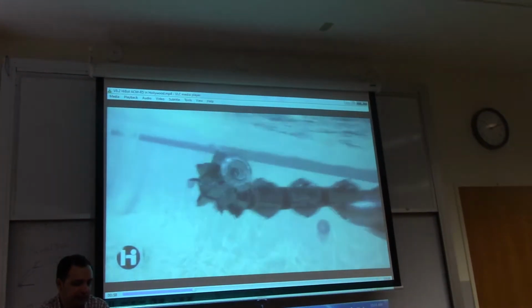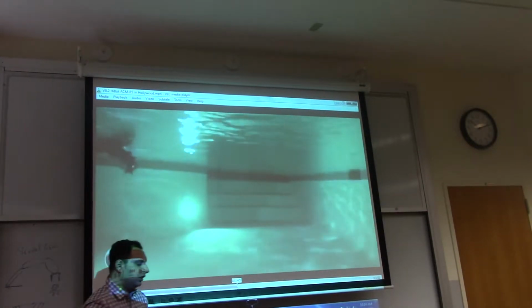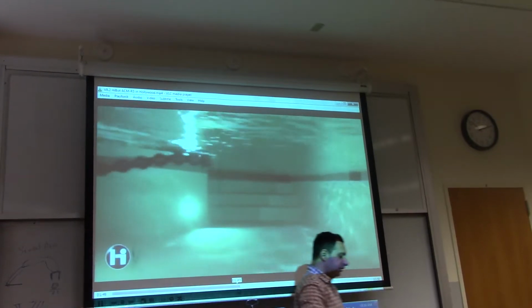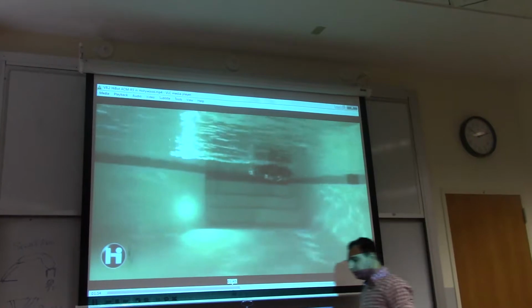So this is an example of an underwater robot. This is a very sophisticated example. Most common ones are submersible vehicles that can film underwater under high pressure, and they are completely water resistant.